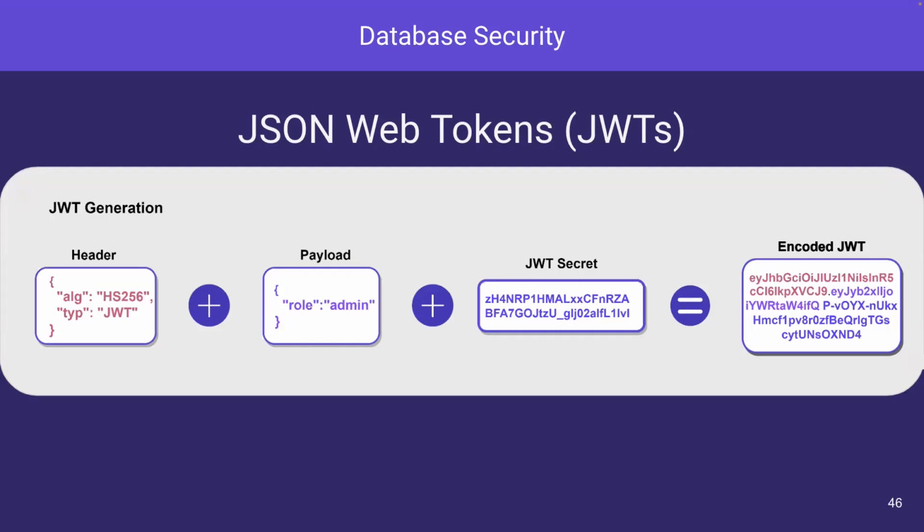The payload contains information about the user. The signature is created by encoding the header, payload, and a secret key with the cryptographic algorithm. Postgres verifies the signature to determine the token's authenticity.